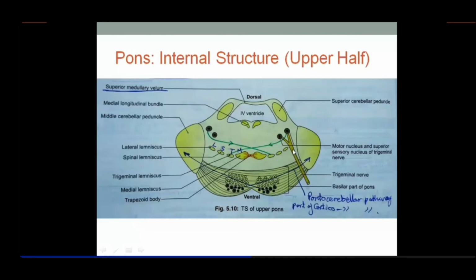So afferents are brought into the spinal trigeminal sensory nucleus, and the second order neurons will now cross and decussate in the midline and reach the opposite side, and will form the trigeminal lemniscus. This trigeminal lemniscus will be laterally placed to the medial lemniscus, and from here they will ascend up to the thalamus. So that was about the formation of these, ventrally placed in the tegmental portion.